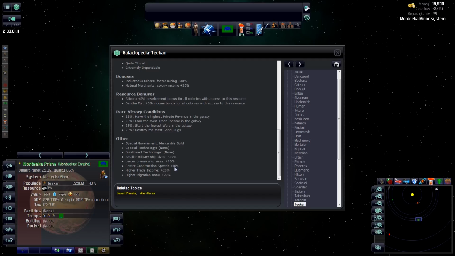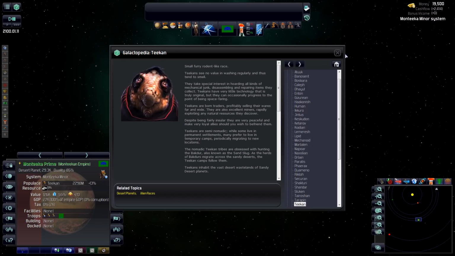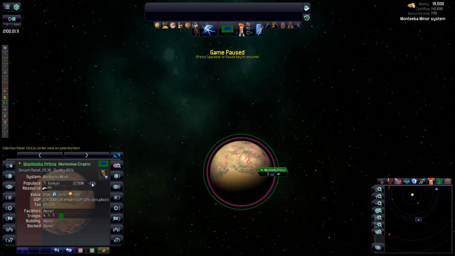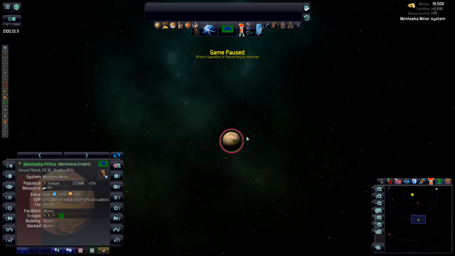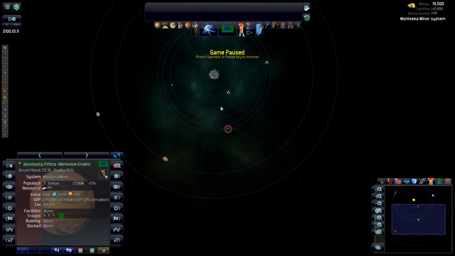Faster construction speed plus 40%. Nice. Higher trade income and higher migration rates by 20% as well. So they do very well in population. So I'm hoping I see some good numbers here. 13%, that was before we actually dropped to zero. So hopefully we can get a good 20% growth out of this and grow up really quick.